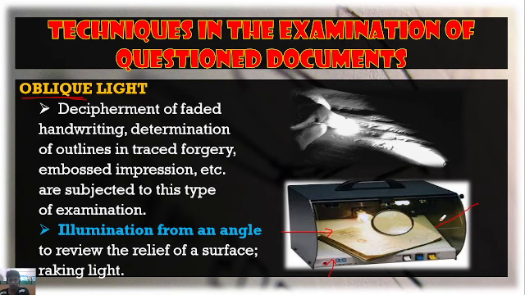Okay, for us to see if there is a faded handwriting that we can see in there. Determination of the outlines in traced forgery, embossed impressions, etc. And those are the things that we can observe through the use of this method, oblique light method. Okay. Another one, photographic examination.